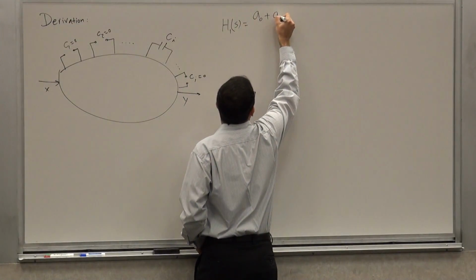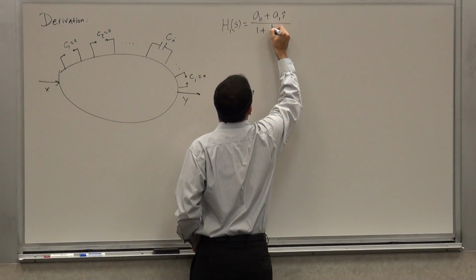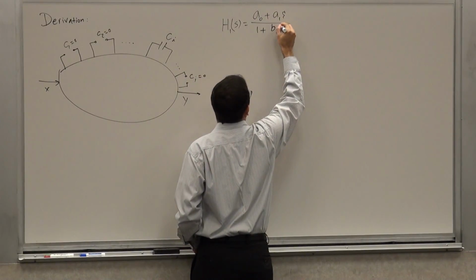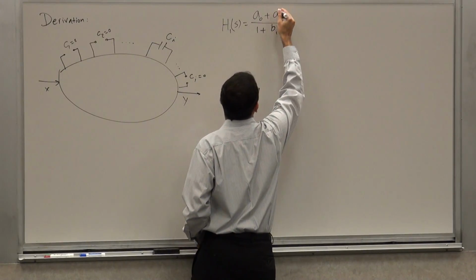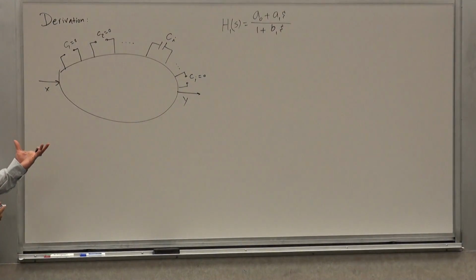A0 plus A1s divided by 1 plus B1s. And these are not the same A's and B's as the other one, so you can write B prime and B prime if you really want, but it doesn't matter. It's not the same as the one. Right? So I have a first order system. I know how to determine its transfer function, right?